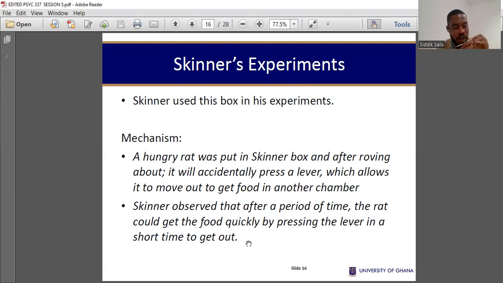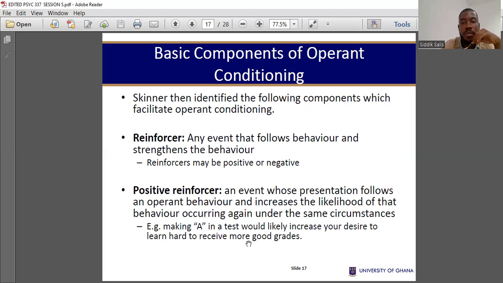So now that he has discovered that if I press this one, I'll be able to go out quick. Remember, practice makes perfect, right? So anytime he wants to get out, he presses that one. These are the components of operant conditioning: reinforcers, positive and negative reinforcers, and we'll talk about positive and negative punishments, but very briefly.